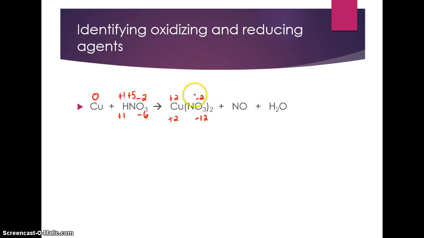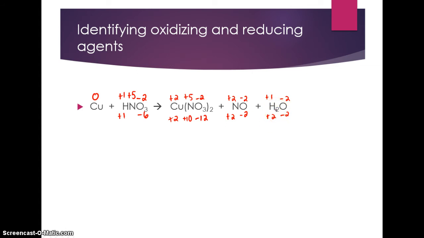And again, it's +2 and -12, so I need a +10 in here. But again, I have 2, so this is a +5. This is a -2, which automatically puts this nitrogen in as a +2. And oxygen here is a -2, which means this is a +1. And so all of my things balance.